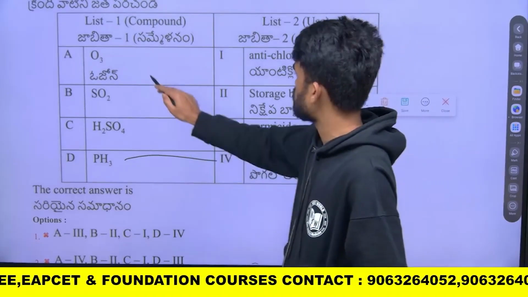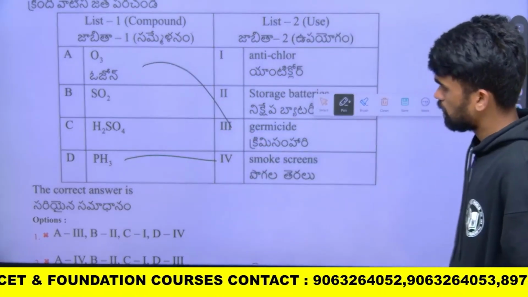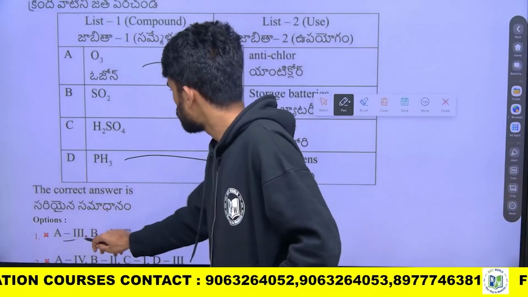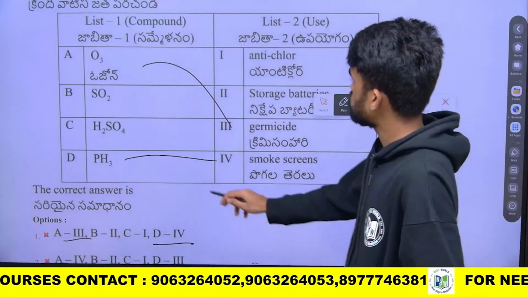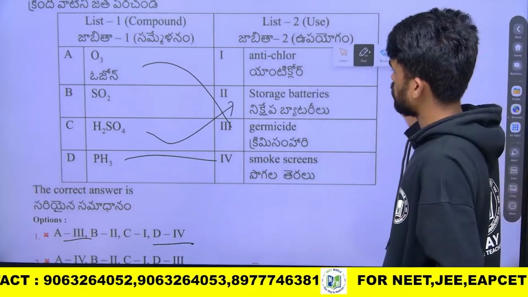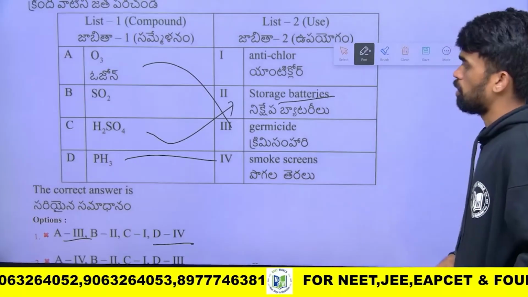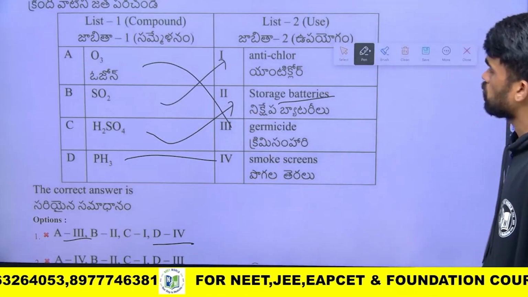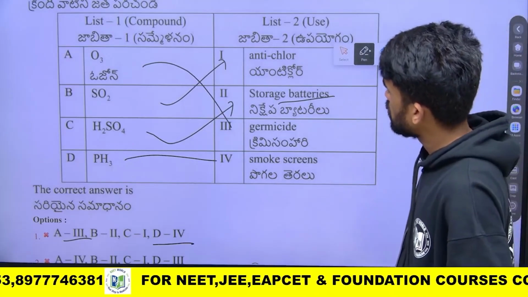Ozone is used as germicide, A3, D4A3 we have in first option. Okay, so let us see SO3, sulfuric acid used in storage batteries. Okay, so it means SO2 used as anti-chlor. So do we have any option? We need to check. So what we got?